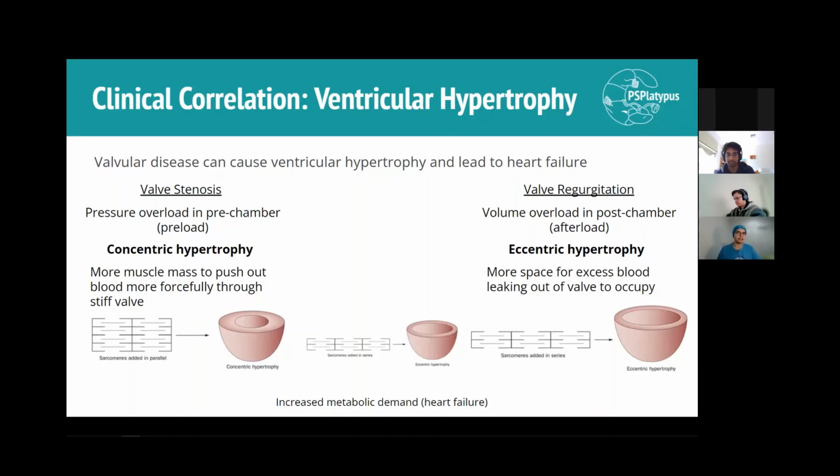And the idea is if you have more muscle mass, you're going to be able to push more forcefully through that stiff valve and therefore really force that blood out of that stiff valve. And that might work to restore some heart function when you have valvular stenosis.